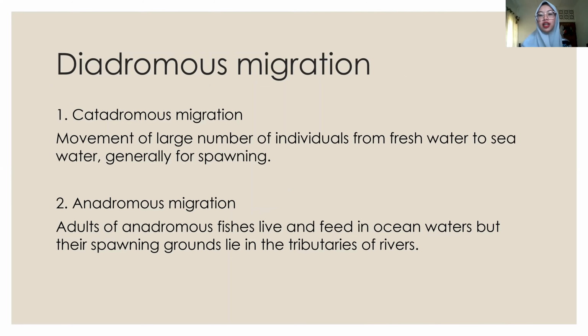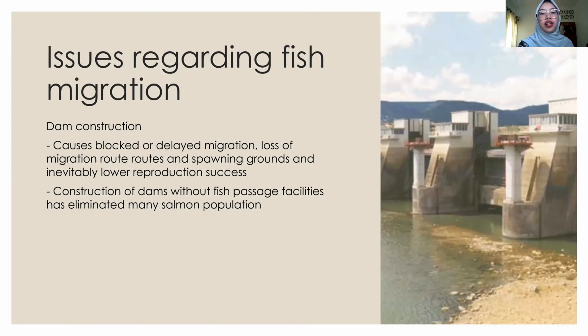So generally for spawning. And then we have anadromous migration. This is where adults of anadromous fishes live and feed in ocean waters, but their spawning grounds lie in the tributaries of rivers. So now that we know the purposes of migration and types of migration, let's go to the current issues regarding fish migration.